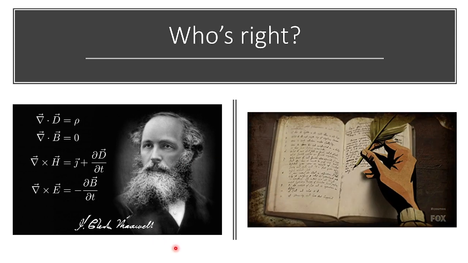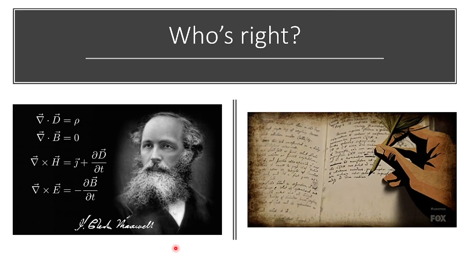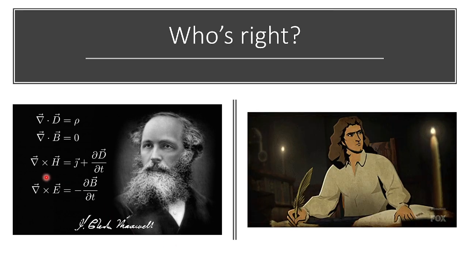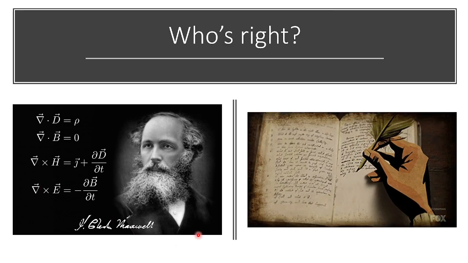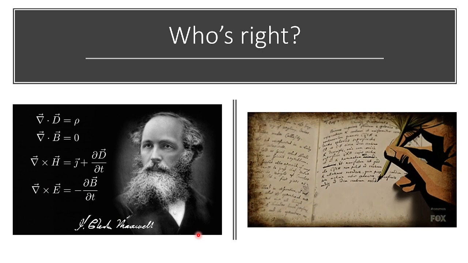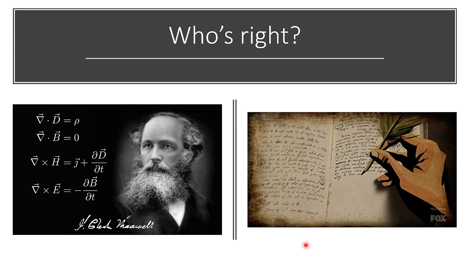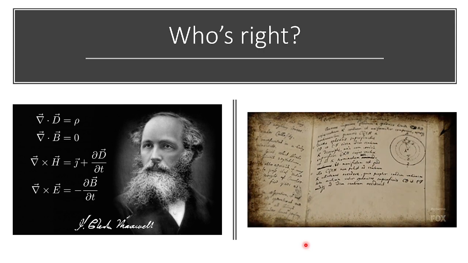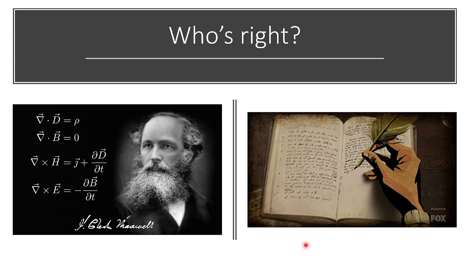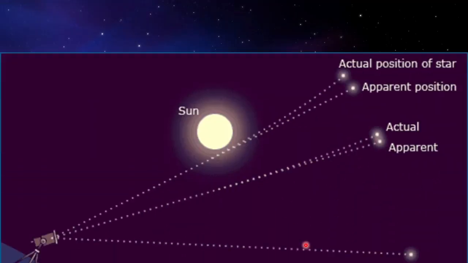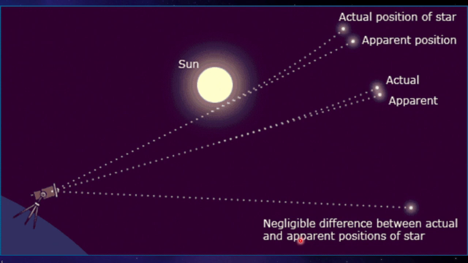But take note that James Clerk Maxwell's equations accurately describe electromagnetism, and so does Newtonian mechanics for physics regarding motions. Now, before we answer that, let's look at this phenomenon that they observed during that time.